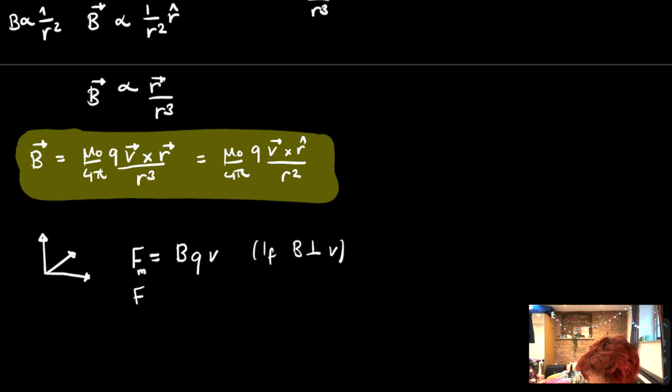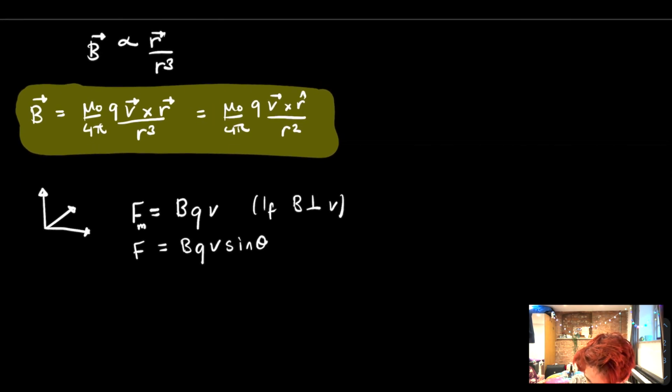But more generally, we say that it's BQV multiplied by the sine of theta if the magnetic field and the velocity are not at right angles to one another. So this is an equation that hopefully everyone is familiar with. So what is the magnetic force as a vector equation? Well, again, we have a sine theta right here, so we can in fact write this force as being equal to the cross product between the B vector and the velocity vector right here. And of course, the only quantity that's not a vector is charge. That's just a simple scalar.